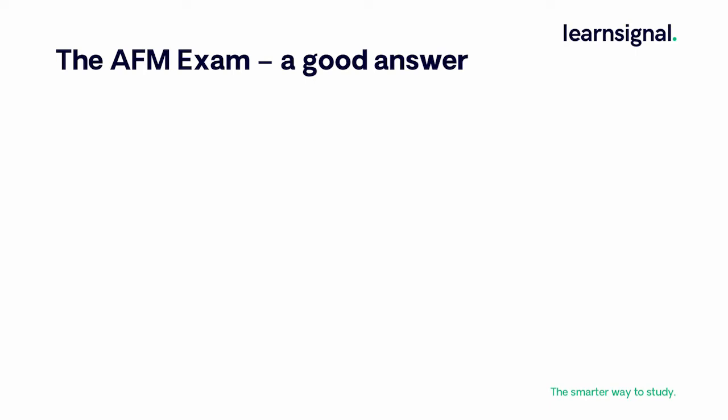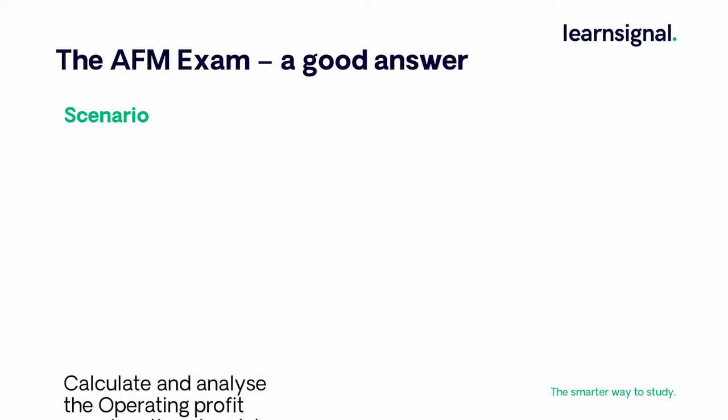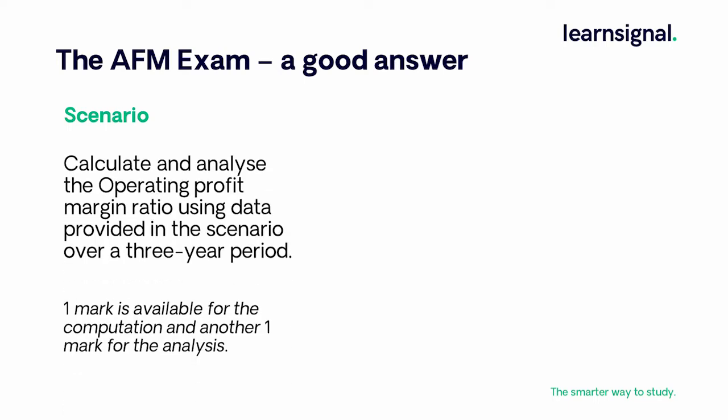So what does a good answer look like in AFM, and how can you maximize marks? Firstly, let's look at a simple scenario whereby you've been asked to calculate and analyze the operating profit margin ratio using the data provided in the question. You should first note that you've been asked 2 requirements, calculate and analyze, so we can assume 1 mark is available for each with 2 marks awarded for the whole answer. How do you get the full 2 marks?